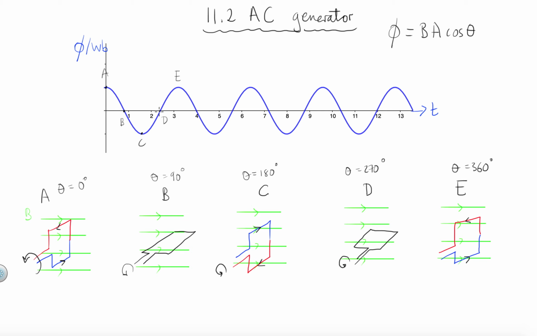Then when we get to D, the angle now is 270 degrees compared to the initial position in A, and again we have no magnetic flux since the cosine of the angle is 0. And then back at E we are back to our initial position, or we've done one whole cycle, which means we're back to the initial maximum magnetic flux.